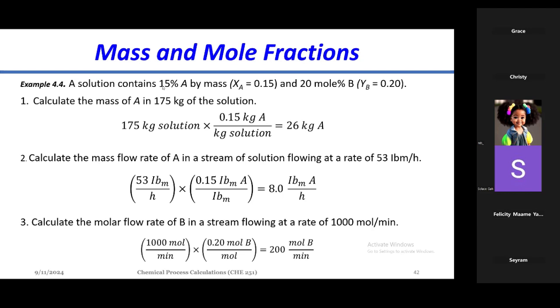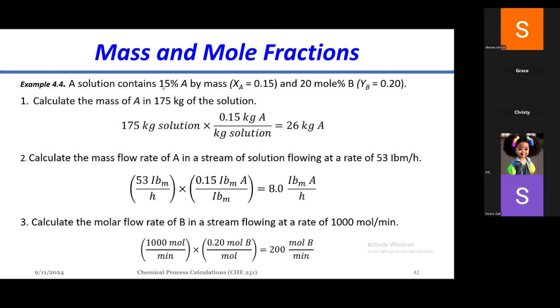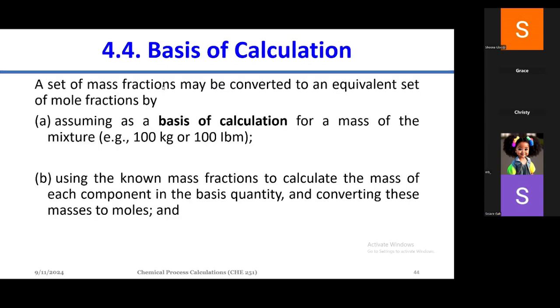So just like you are choosing a basis. With this one, you don't know the total mass. But the question is saying that the mixture contains 15% of A. So I can decide to choose a basis of, let's say, 100 grams, and I will say that the total mass of the mixture is 100 grams. So 15 grams is for A. Someone can also say that the total mass of the mixture is 1 gram. So 0.15 gram is for A. And the person is still correct.